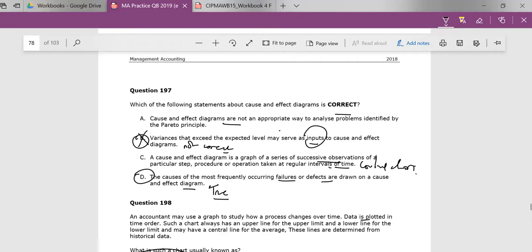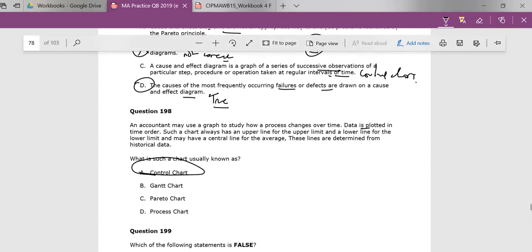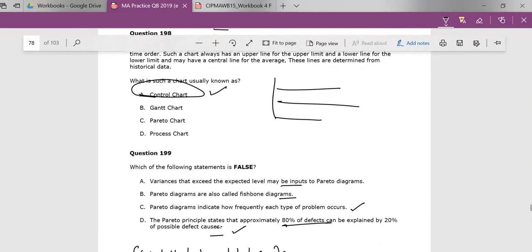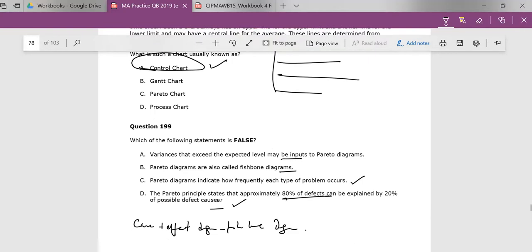So we see B again, but I'm going to do 198 first. This asks us how you plot this thing where we have upper limits and lower limits and a central line. And this is what I was saying earlier on. We talked about this as being control charts. That was 198. With 199, we see almost a repetition of 197. It says variances that exceed the expected levels may be inputs to the Pareto diagrams. Well, this is false. It is not true.